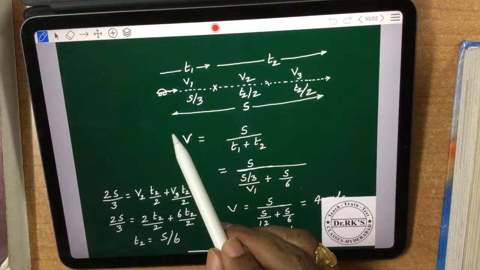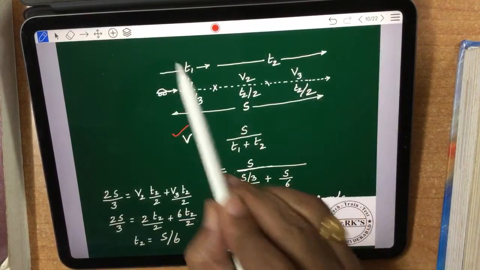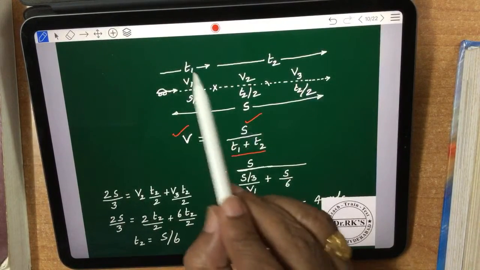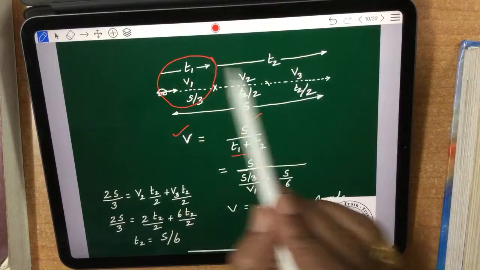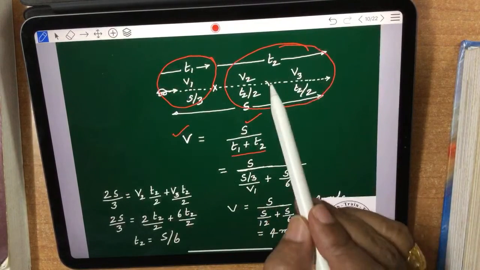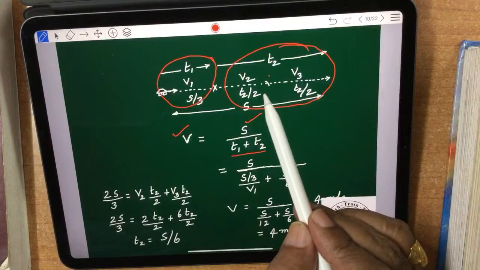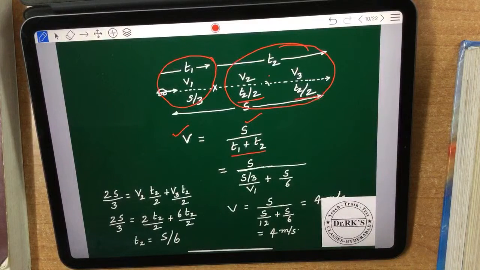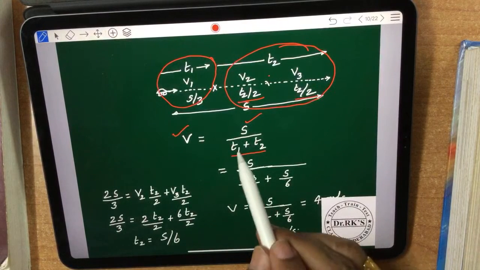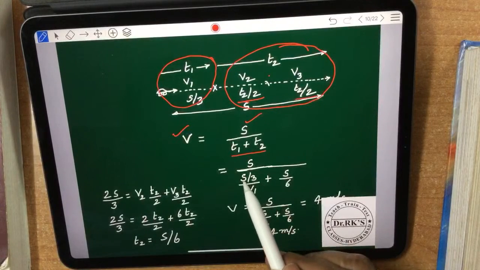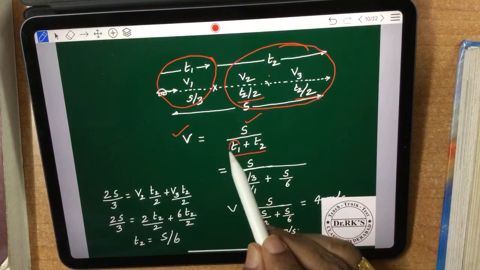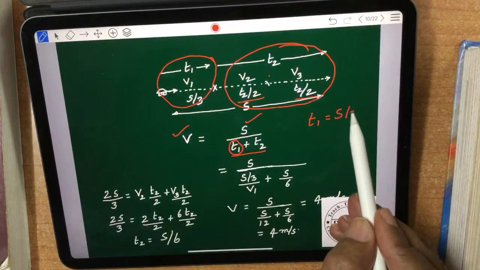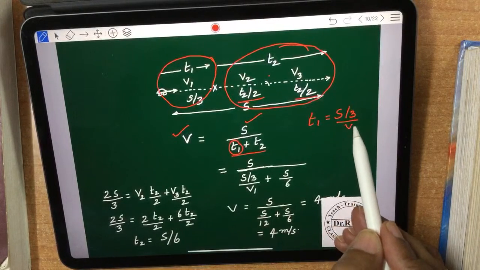So average velocity is total displacement S by total time. I am dividing, one is T1, the other one is T2. In that T2, again I am subdividing into T2 by 2, T2 by 2. Okay? Very good. So S by T1. What is T1? T1 is equal to S by 3 by V1. That's what is given. Already we got it.